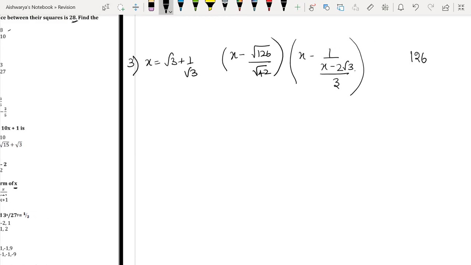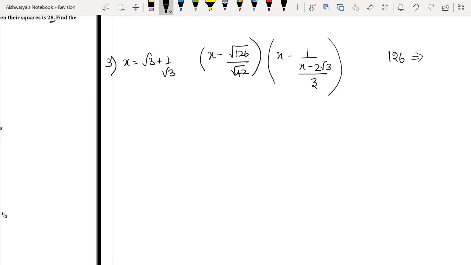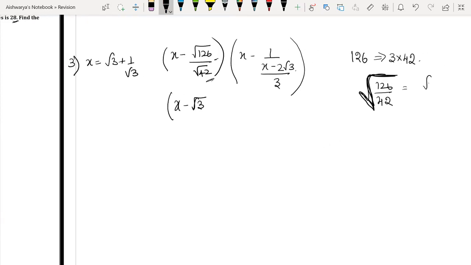126 is nothing but 3 into 42. We can factorize this as 3 into 42. And these two terms we can bring inside the root. What I've done is 126, and I bring this 42 also inside. It will become 1. So this becomes root 3 only. So x minus root 3 we will have here.